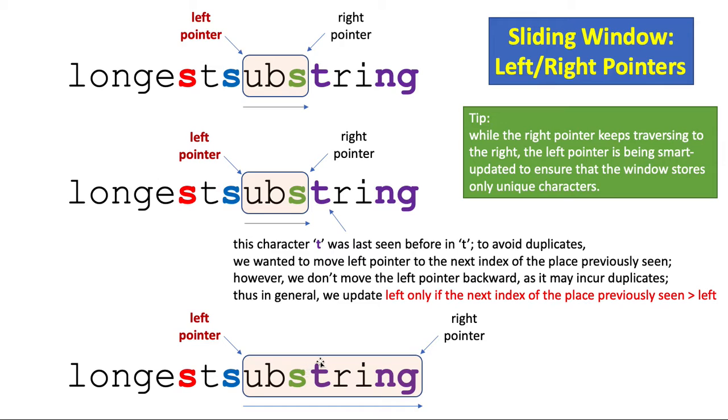Although the purple T, purple N, and purple G were last seen before, it would bring our left pointer backward, thus we do not update our left pointer. And that's how we use the left and right pointers to define the window to store unique characters.